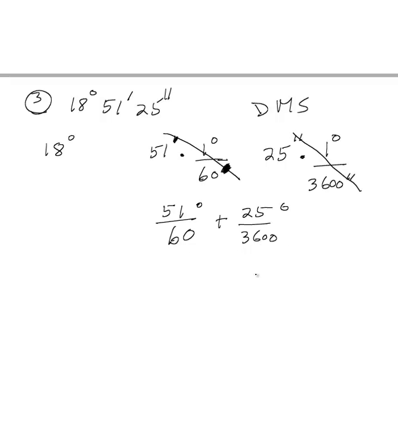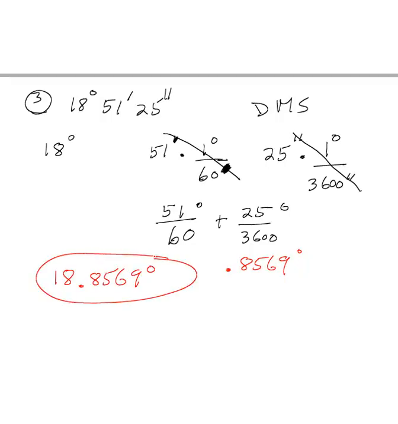Add these two together. If you want to do it the hard way, find your common denominator. You can reduce this if you want to, but just punch it into your calculator. All you need to do is go 51 divided by 60 plus 25 divided by 3,600. And you will get an answer of 0.8569. And that'll be degrees. So put it all together. You've got your 18 already, and you've got your 0.8569 degrees. And that would be your final answer.